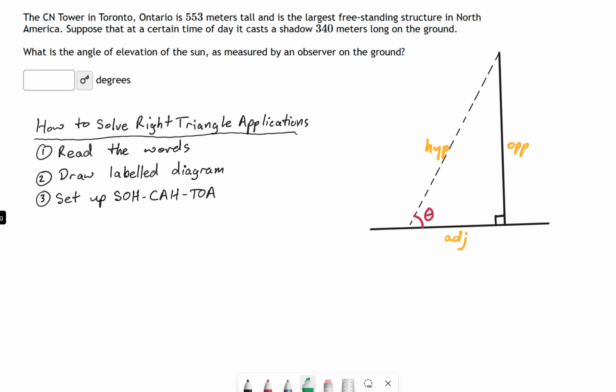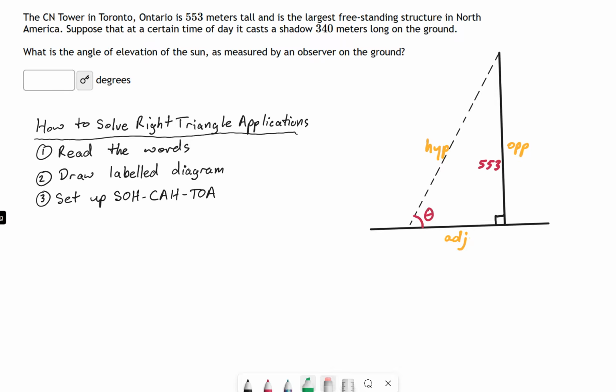But most of the problems happen in that drawing the picture part. People can do SOH-CAH-TOA, and that's not usually where the error is. Usually the error is figuring out what these words are talking about. So when we say there's a 553 meter tall structure, okay, well that's fine. Most people say, okay, 553 tall, there it is.